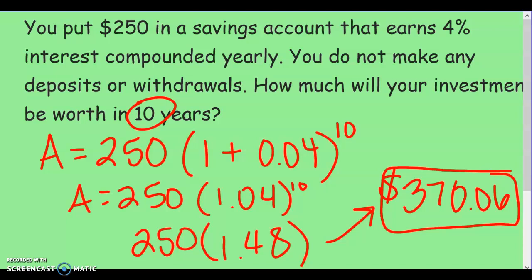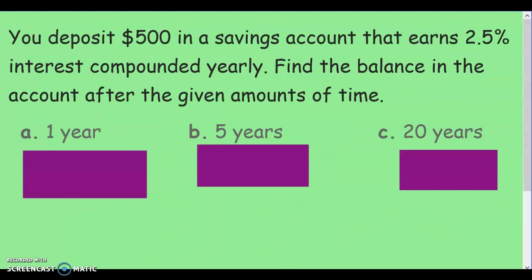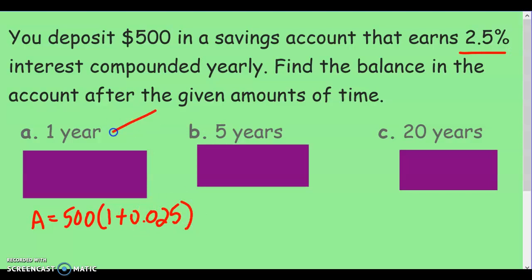Okay, so we're going to try another one, and this is going to be the same type of idea, except this is a $500 deposit. So I'm going to use my same formula. So A equals, the P would be my 500. I'm going to take that times 1 plus my 2.5%, which would be 0.025. And then I have 3 different options. I'm going to go after 1 year, 5 years, and then 20 years.